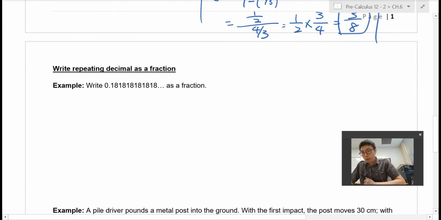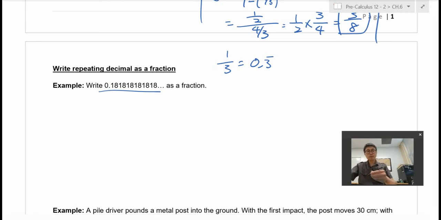Okay, so let's see here. This is a different example here. It says write the repeating decimal as a fraction. So we know a lot of times a fraction, if you change it to a decimal, it's actually just a repeating decimal. For example, 1 over 3, this is 0.3 repeating, right? So now we're going to go backwards. What if we're given this repeating decimal? How do you change this back to a fraction? Okay, so this is what we can do, okay?